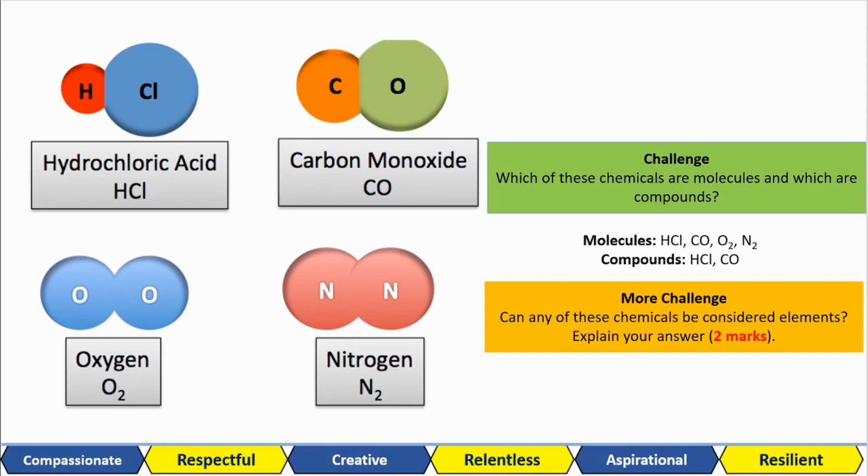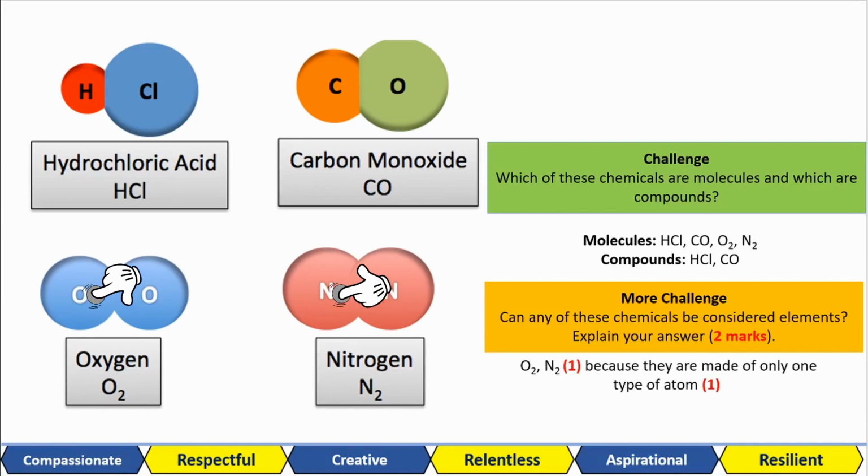All of them are molecules, but only hydrochloric acid and carbon monoxide are compounds. Only oxygen and nitrogen can be considered elements because they are only made up of one type of atom.